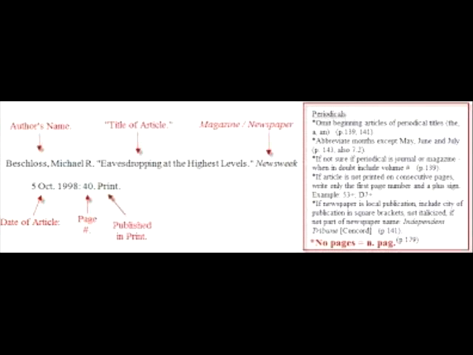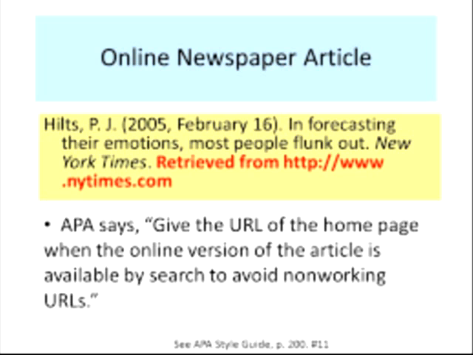Now, for a newspaper or magazine reference, you are observing author names, title of the article, magazine or newspaper; this one is not in APA style. Online newspaper article: author surname, comma, first initial dot, second initial dot, space, in parentheses year, comma, space, month, date, dot, then title of the article, then the newspaper name, New York Times, in italics, dot, retrieved from.